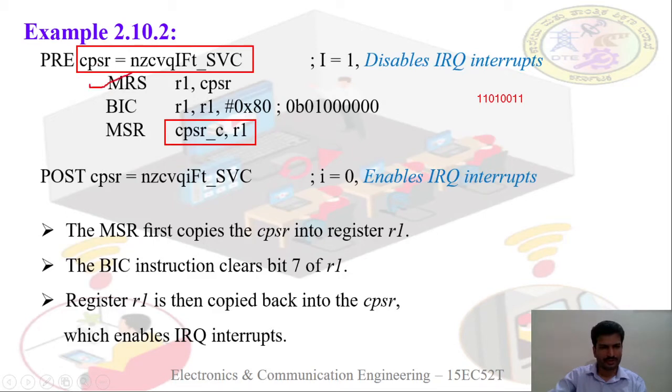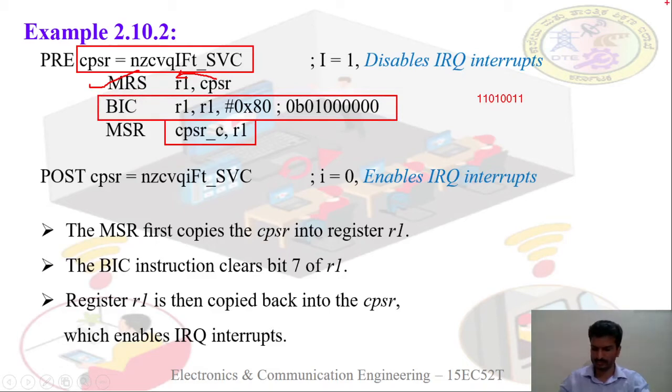When we execute the MRS instruction, it will move the content of CPSR to the R1 register. Now R1 contains 11010011. Here we are performing the BIC operation. First it copies CPSR to R1. The BIC instruction performs a logical AND operation between operand 1 and the complemented value of operand 2. In operand 2 we have mentioned 0x80, which in binary is 10000000.